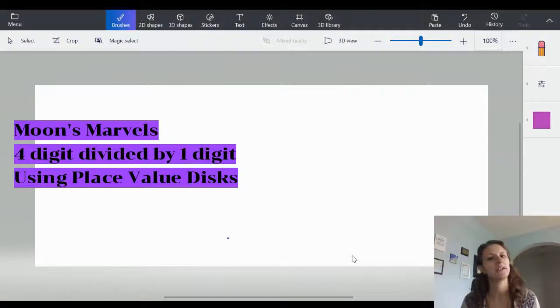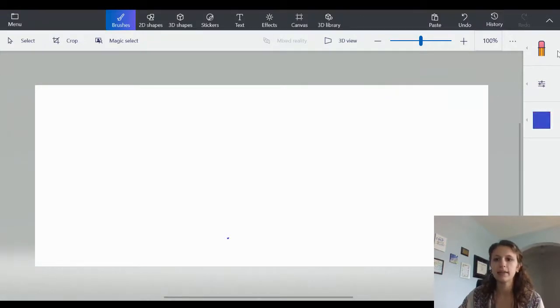Hi everyone, we're here to go over how we can use our place value discs and our place value chart to help us divide four-digit dividends by one-digit divisors. All right, so let's go ahead and get started. Let's think about the problem.